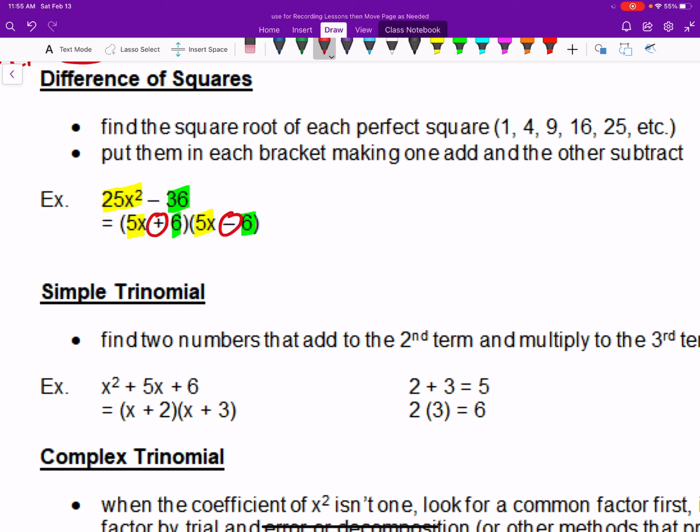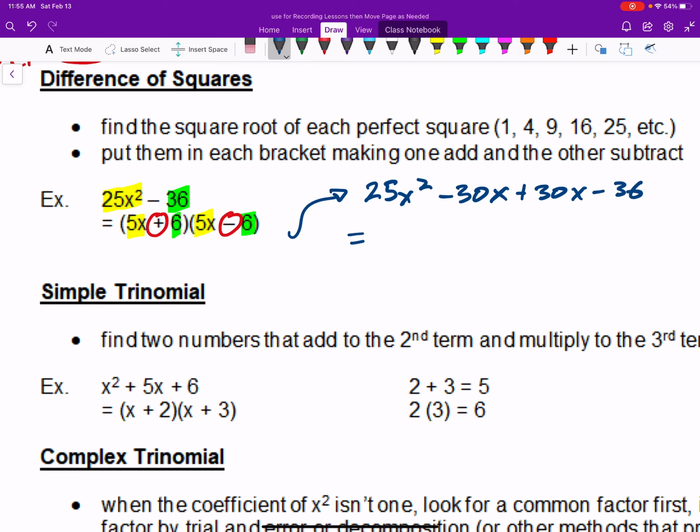It doesn't matter what order you put them in, but you have to have one be positive and one be negative. The reason why this works is because if I was to do FOIL on this, first times first would give me 25x squared. Outside times outside, 5x times negative 6 would give me negative 30x. Inside times inside, 6 times 5x would give me positive 30x. And last times last, 6 times negative 6 would give me negative 36.